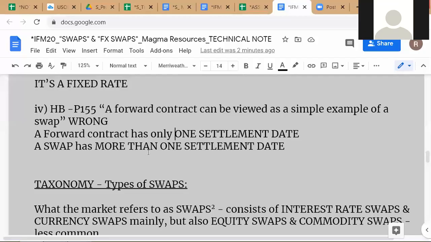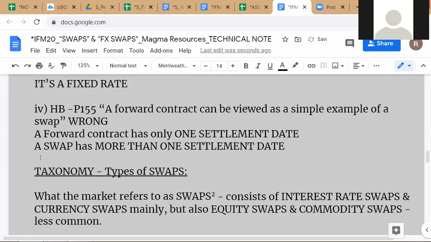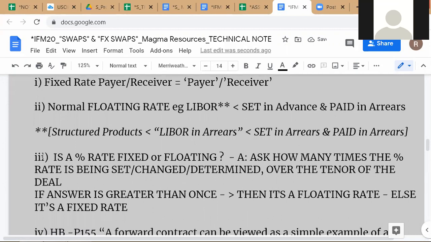So therefore, this kind of statement is not correct. It's not an example of a swap, because saying that is like saying Laddu is an example of an Indian sweet. The statement is not correct. A forward contract is a different thing from a swap. A forward contract has one settlement date only, and a swap always has more than one settlement date. Therefore, a forward contract cannot be a swap. This is just to show you how you should be very, very careful about the use of language. These are things we already covered yesterday.